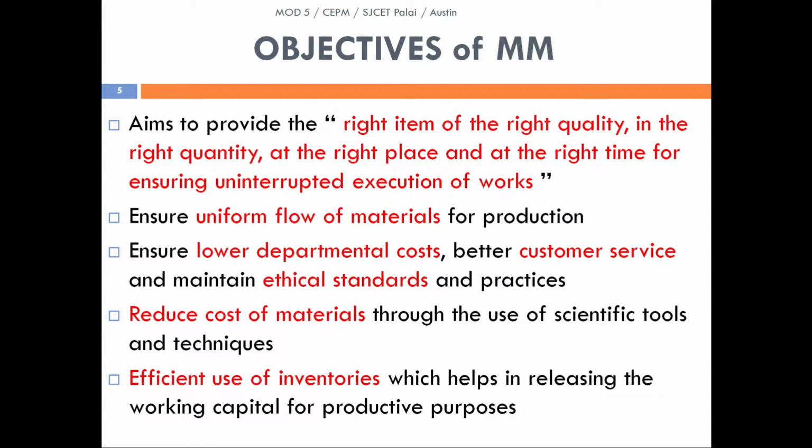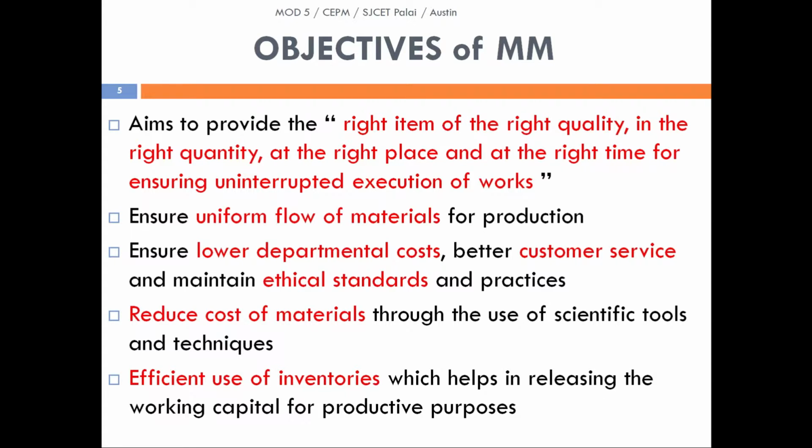You have to understand, if we know the necessity for material management, you can easily write down the objectives for material management. The first and the foremost one is 5 rights. The right item of right quality, in the right quantity, at the right place, at the right time, for ensuring uninterrupted execution of work. There should be a uniform flow of processing materials. There should not be any delay, there should not be any interruption to the work that is being carried out.